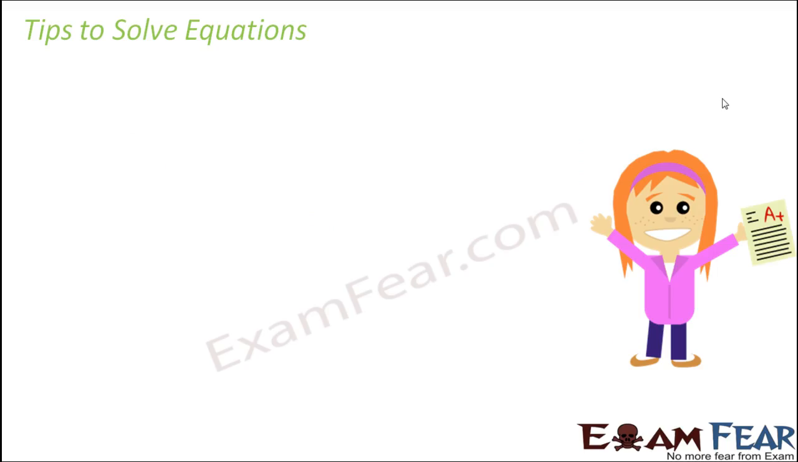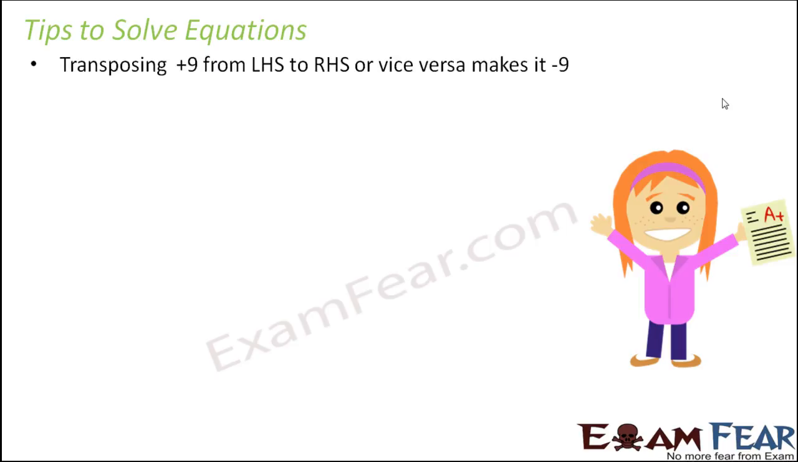So let us look at some tips to solve equations. There are 4 important tips to solve equations. Tip number 1: transposing plus 9 from the left hand side to the right hand side, or vice versa, makes it minus 9. Whenever you shift a plus 9 from one side to another, whether left to right or right to left, the plus 9 becomes minus 9.